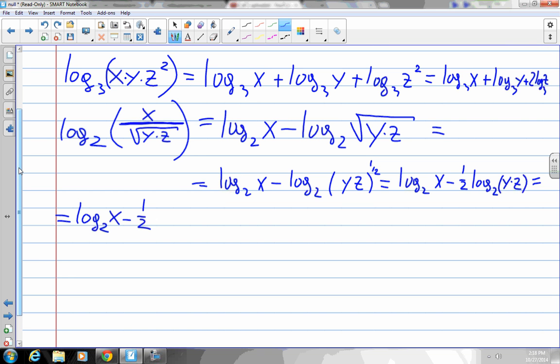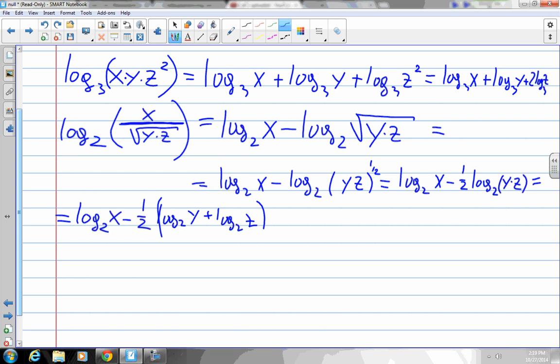This is the first example. What products turn into? Well, be careful. So yeah, it becomes log base 2 of y plus log base 2 of z, with 1/2 applied to both, right? Because 1/2 was multiplied by the entire thing, so 1/2 should still be multiplied by the entire thing.